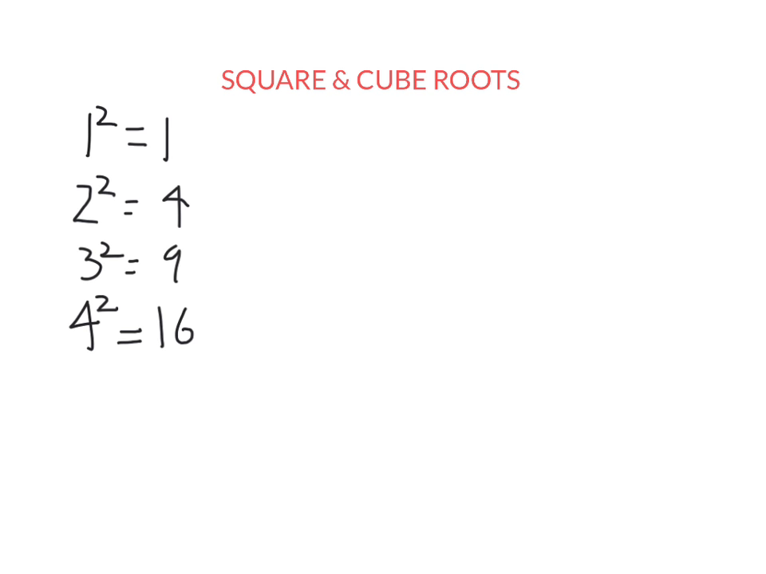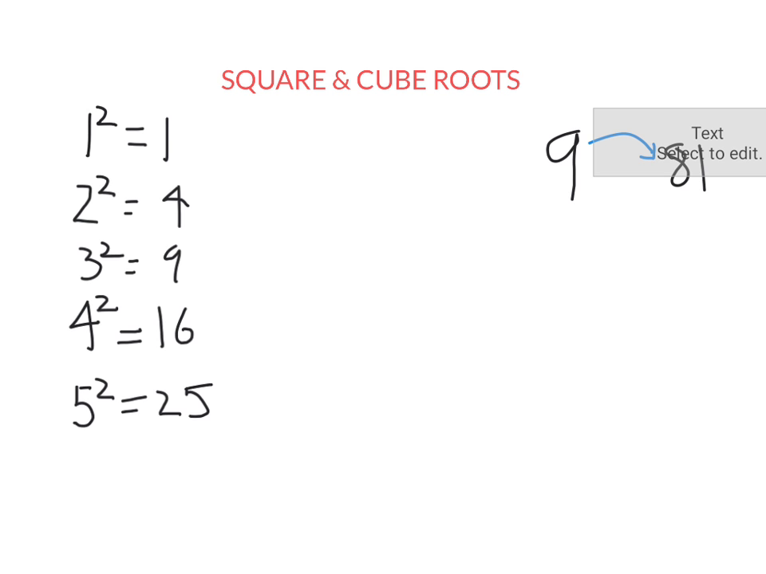So that's squaring, but what about square rooting? Well, it turns out that square root undoes squaring. So for example, if I take the number 9 and I square it, I get 81. And that's because 9 times 9 is 81. But if I square root 81, I go back to 9. So if you square a number and then square root it, you're back where you started.